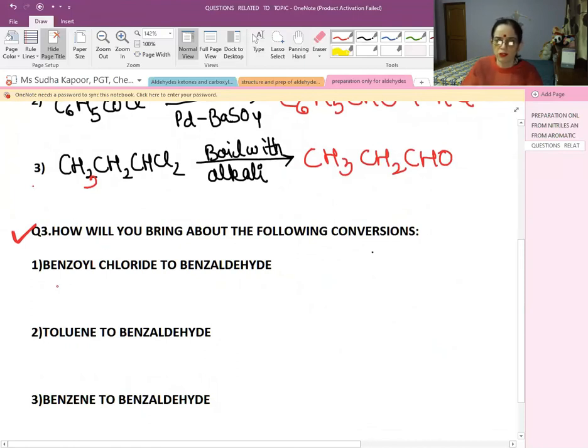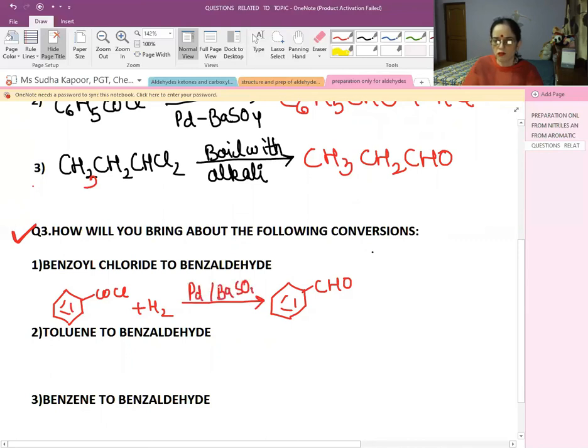We are provided with benzoyl chloride to benzaldehyde. So what is benzoyl chloride? It is a benzene ring with COCl, and we have to form benzaldehyde from it. As soon as we draw the structure, we realize that it is what we have just done, the Rosenmund reduction, with Pd-BaSO4, and what is formed along with it is HCl.